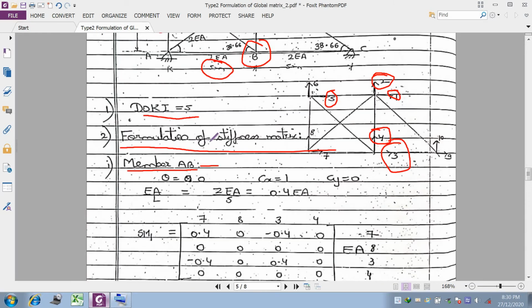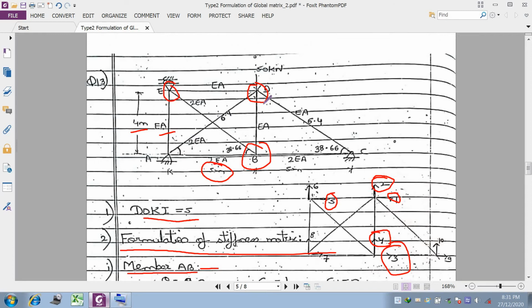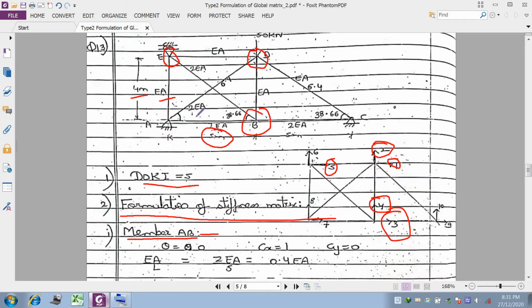Similarly, consider the next member, that is AD. We have to consider that this is an inclined member. So for this inclined member, we have to calculate the value of the angle theta.